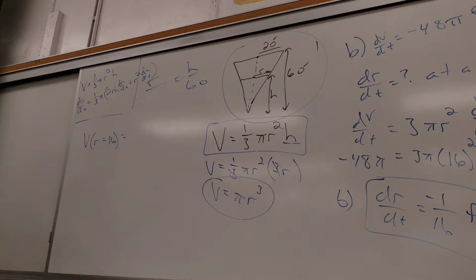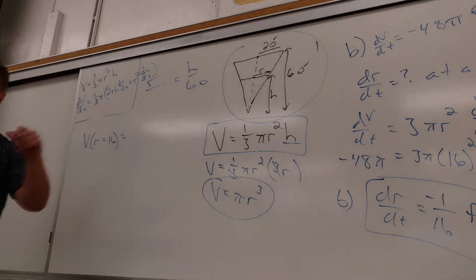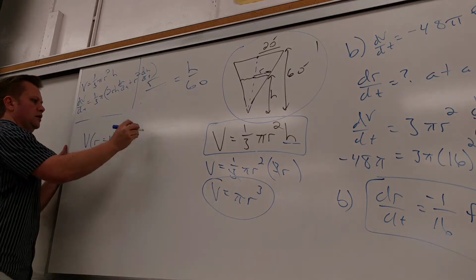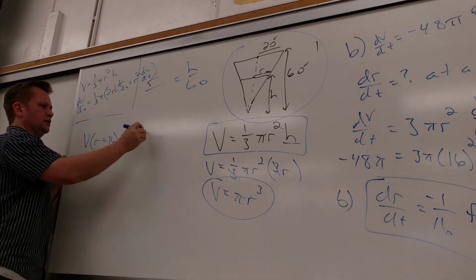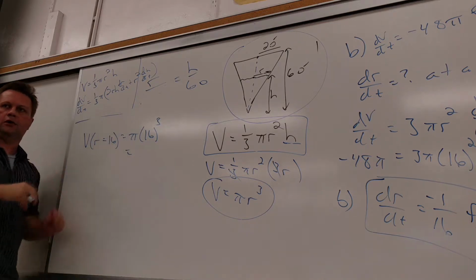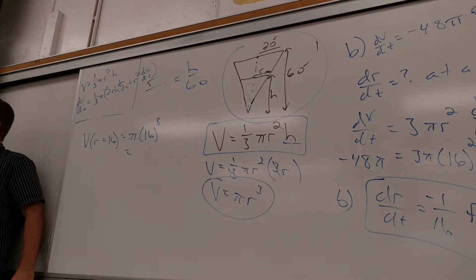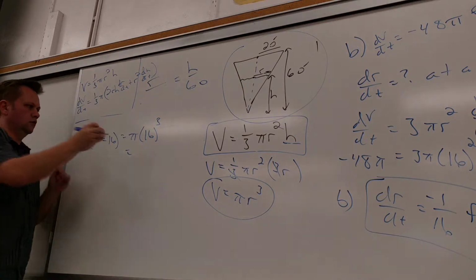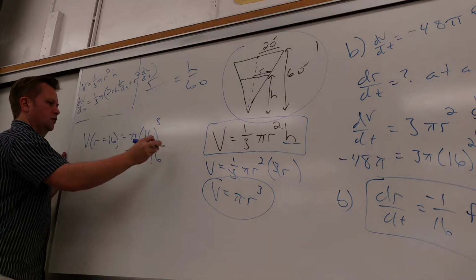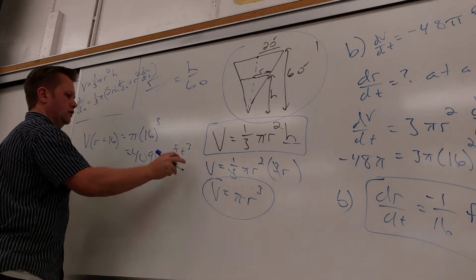What would you do? What's the volume formula that we use that has only R in it? Yeah, so it'll be pi. Leave the pi in there. So it's pi times 16 cubed, right? Somebody help me out. What is that? 4,096. Do it again. 4,096 pi cubic feet.